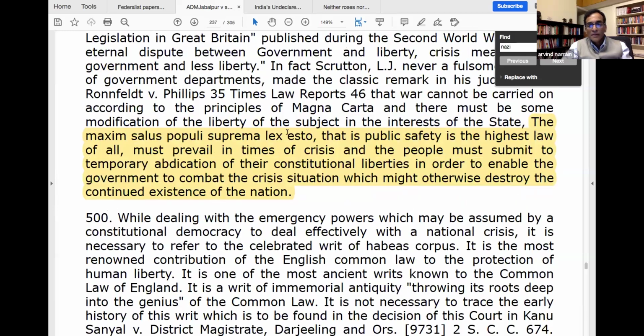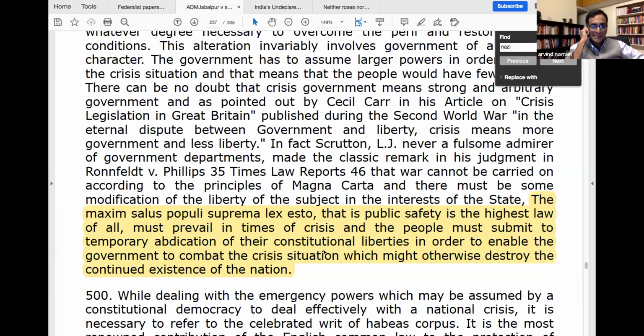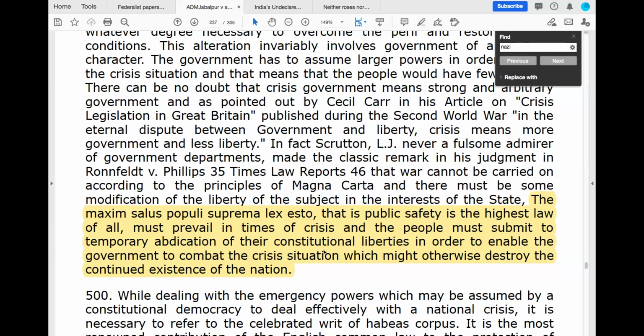Yeah. Just the highlighted part, please. I'll read it. Yes, please. The maxim salus populi supremo lex esto, that is, public safety is the highest law of all, must prevail in times of crisis, and the people must submit to temporary abdication of their constitutional liberties in order to enable the government to combat the crisis situation which might otherwise destroy the continued existence of the nation.